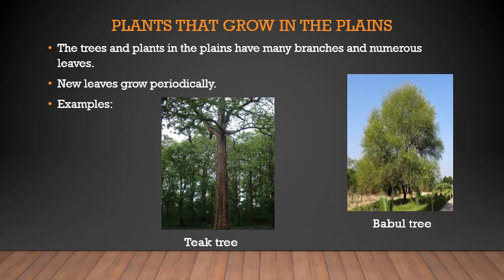You can see a peepal tree also. Or you might have seen the banyan tree also. These are the trees that grow on the plains. So you can understand that these plants which grow on the plains have a lot of branches and numerous leaves.